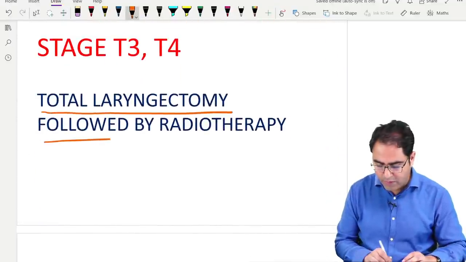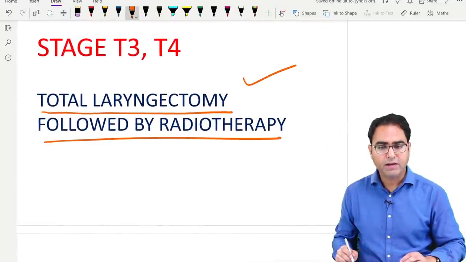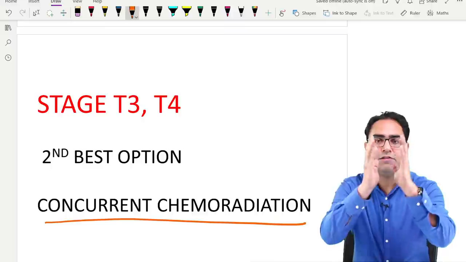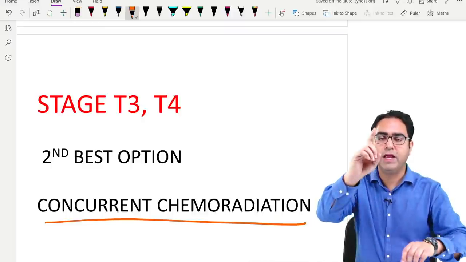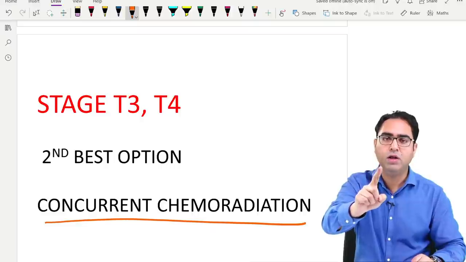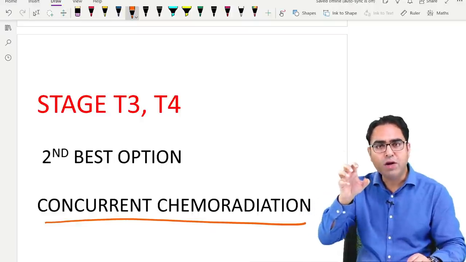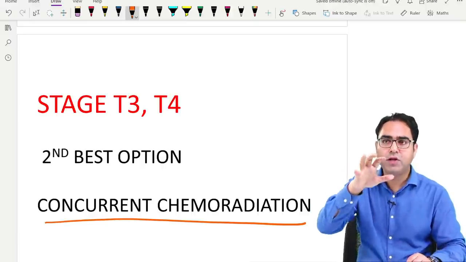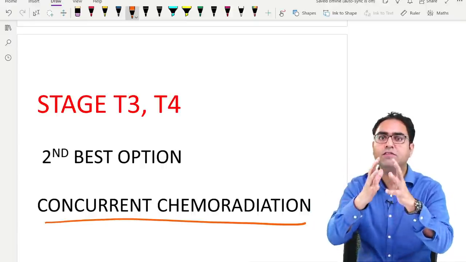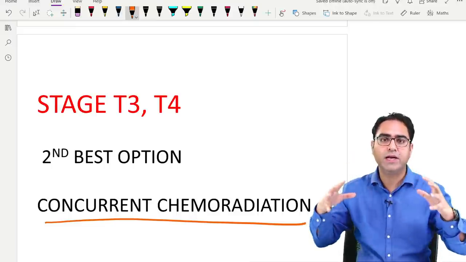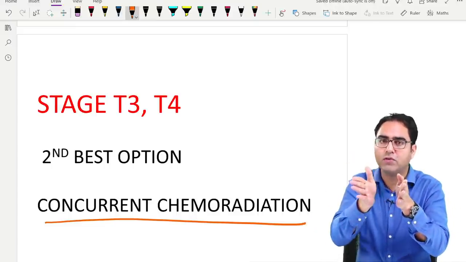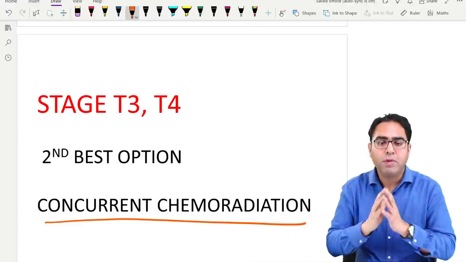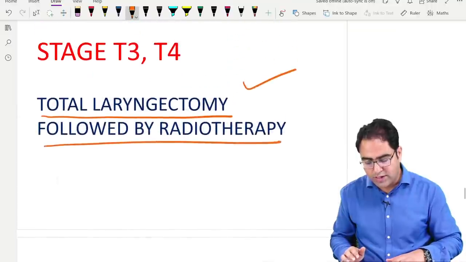Total laryngectomy followed by radiotherapy. And the second best option is concurrent chemoradiation, beta. Let's revise the cancer staging and treatment. T1, only one structure involved. Treatment is radiotherapy. But for T1 glottic cancer, I'll mark laser surgery, a better answer than radiotherapy. T2, radiotherapy. But if lung function is normal and he asks the second best alternative, then partial laryngectomy: for T2 supraglottic, I will do horizontal partial; for T2 glottic, I will do vertical partial. But for T3, T4, I will mark total laryngectomy followed by radiotherapy.